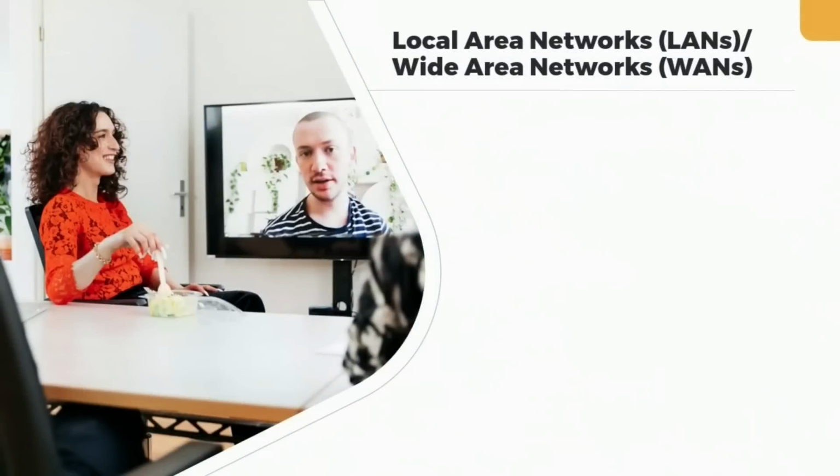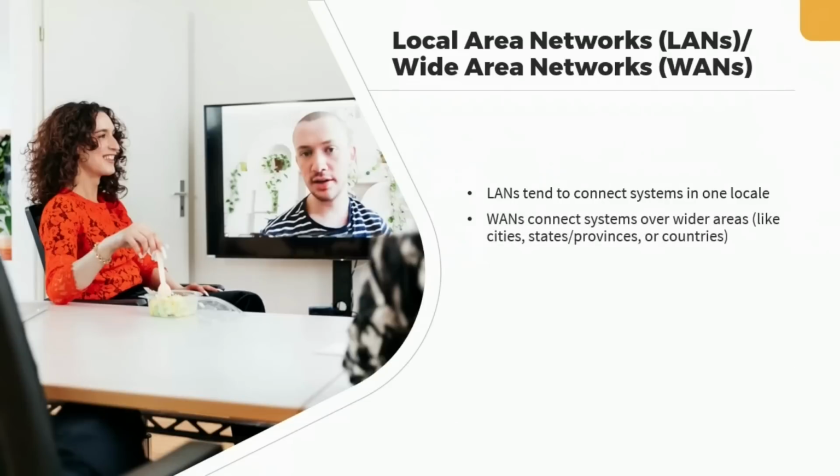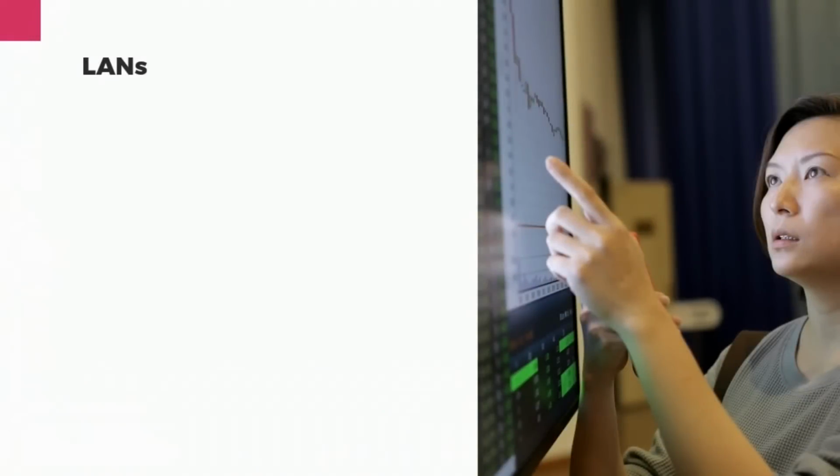In this video, we'll provide an overview of local area networks, or LANs, and wide area networks, or WANs, along with some of their other related implementations. Now, perhaps the most distinguishing characteristic is their size. LANs are primarily used to connect systems in the same locale, such as an office, a school, or even at home, whereas WANs are used to connect systems over much wider areas, such as cities, states or provinces, or even countries.